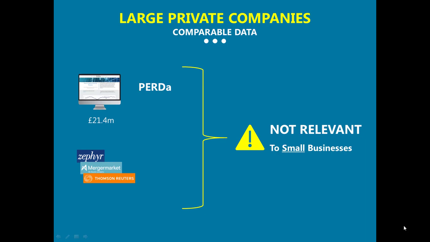The private subscription databases contain a small percentage of information on small businesses, but most of the dataset is on large private companies, within the range of the tens of millions to hundreds of millions of dollars. As we discussed in our last video, size is the most important factor in determining the PE multiple of a business. So data on large companies is of next to no use when we want to value a small business.